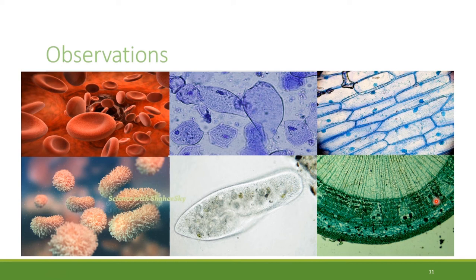In the first diagram, you can see the blood cells. In the second diagram, you can see the cheek cells of a human. The third diagram shows you the onion peels. Fourth and fifth diagrams show some microorganisms, and the final observation shows you the plant tissue.